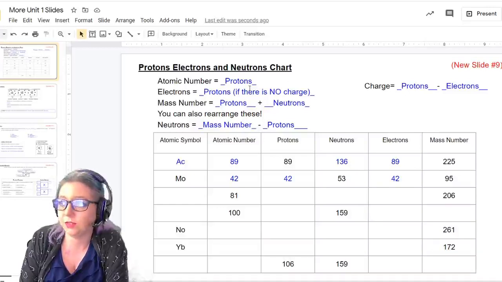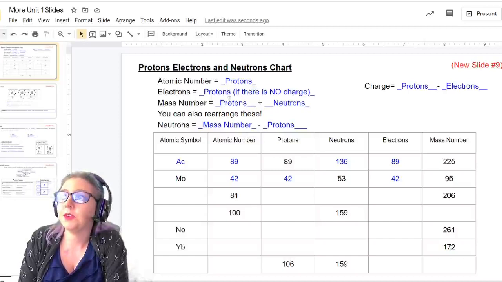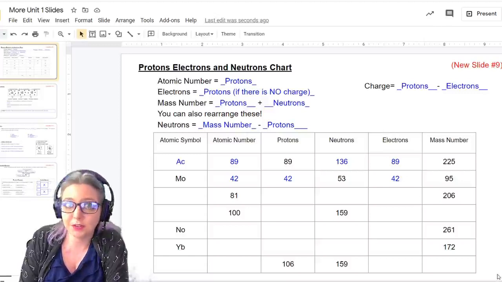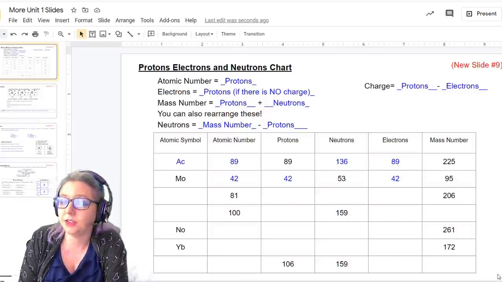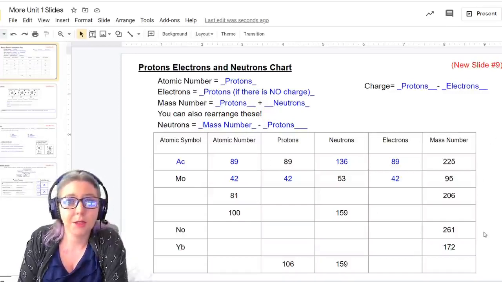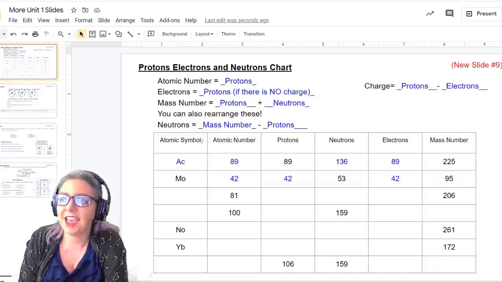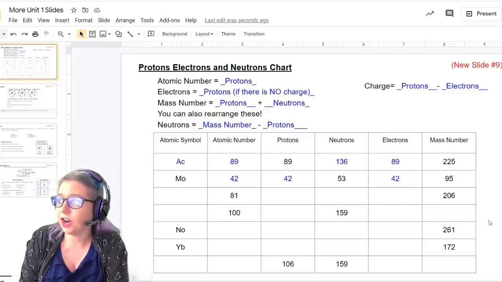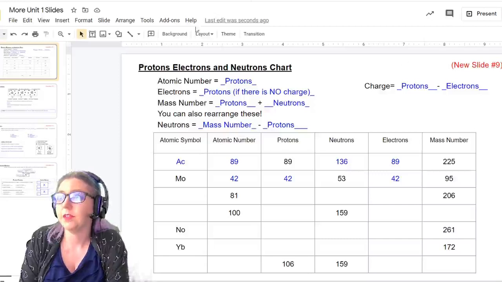That's always true. My electrons are equal to my protons if there is no charge. So if there is a charge column and it says 0 charge, then there's no charge and my protons equal my electrons. If you get a chart like this and there is not a column for charge, then that means everything in the chart has no charge. So unless there is a charge column, you don't need to worry about the charge.